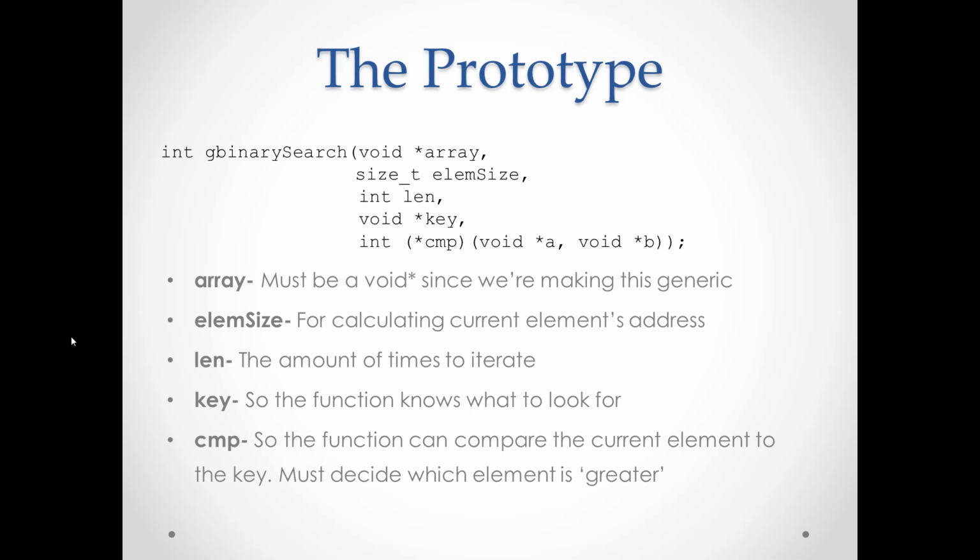In the generic linear search, really all we cared about is whether or not the element at the current index and the key were equal. However, in the binary search algorithm, we care about which one is greater. So this compare function needs to return a negative number if the first parameter is less than the second parameter. It needs to return a 0 if both parameters are equal, and it needs to return a positive number if the first parameter is greater than the second parameter. And this is just something that we'll have to keep in mind when we're writing our compare function.